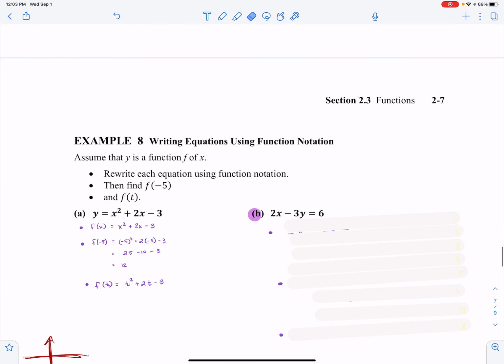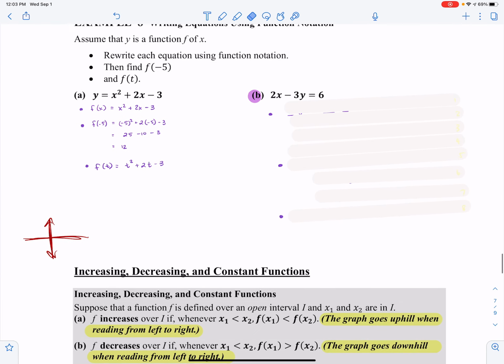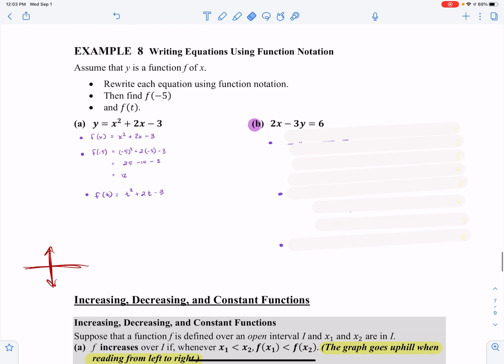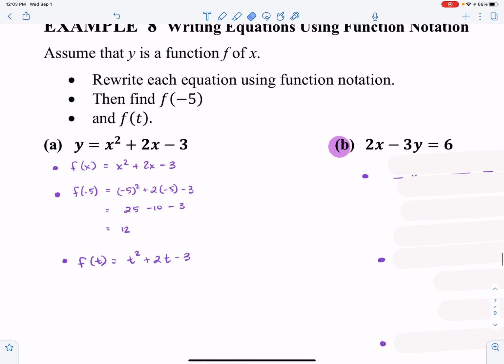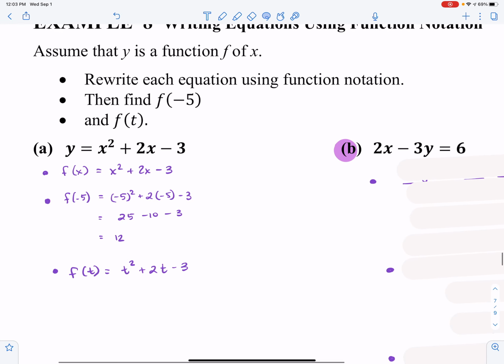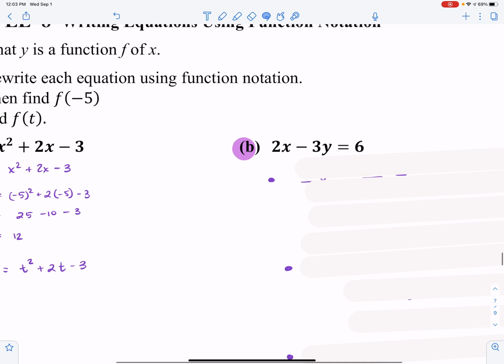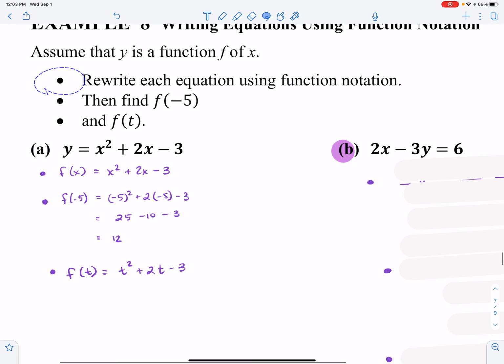Okay, so let's put this into practice. I've worked out part A for you. You can take a look at that as you're able. I'm only going to work part B in this particular video. Notice that I have some instructions here. First, we want to rewrite each equation using function notation. Notice that part B here has y's in it. It does not have f of x. So we want to rewrite the equation. After we rewrite the equation, we want to find f of -5. And then thirdly, we want to find f of t.